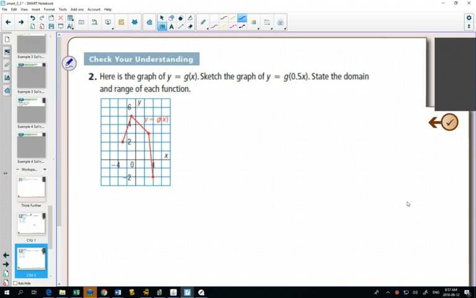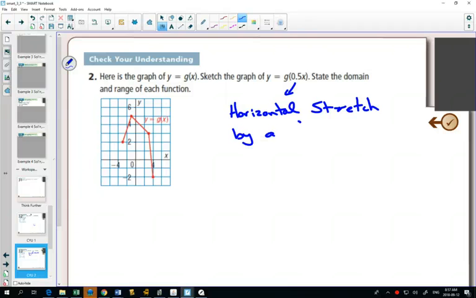So first of all, what we're going to do is describe this just like we did in our last example, just to get practice describing. This is going to be a horizontal because it's inside the function, and it's going to be a stretch. Now, when figuring out what factor that stretch is, it might be helpful to change that decimal to a fraction so you can do the reciprocal. A half, if I do the reciprocal, is 2 over 1. It's going to be a horizontal stretch by a factor of 2.